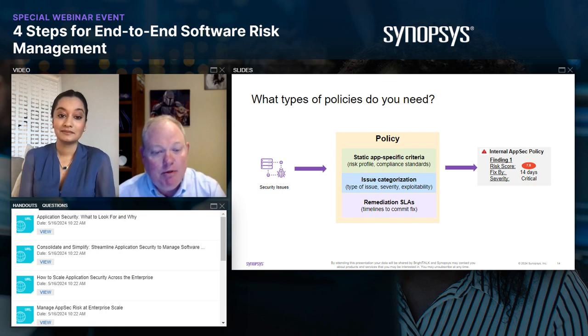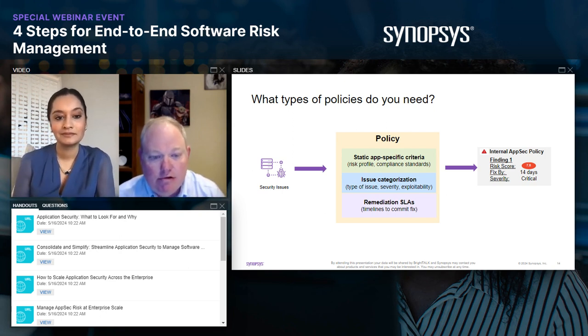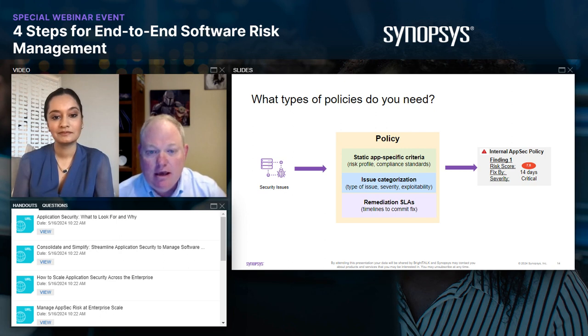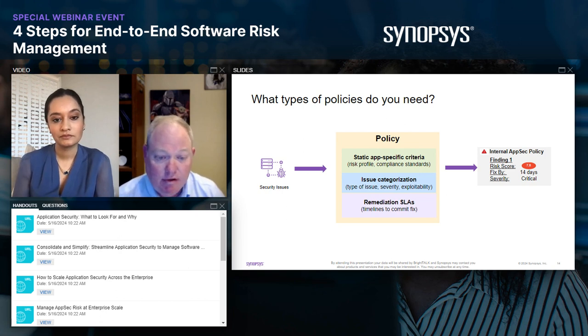So having a policy to be able to automatically apply to these vulnerabilities and use criteria like, okay, if it's in the OWASP top 10, that's something we really care about, or hey, we need to be PCI compliant. So if a vulnerability is covered by the PCI policy, then we want to prioritize that and fix that so we don't fall out of compliance.